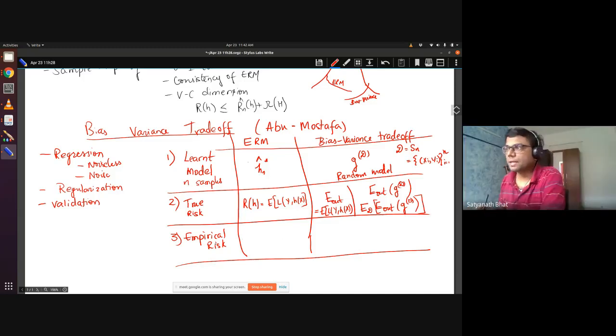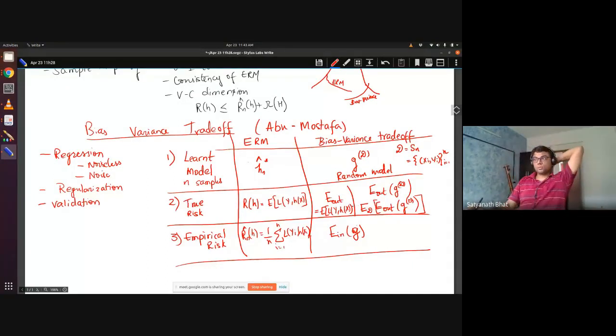Then the empirical risk, we called it R_n hat of h. This was 1 over n, summation of L of y_i, h of x_i, i equal to 1 to n. Here we are going to call it E_in of h, or E_in of g, because we will be using g for calling our model.